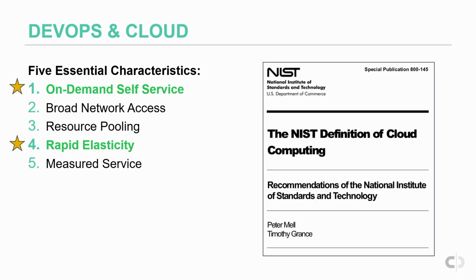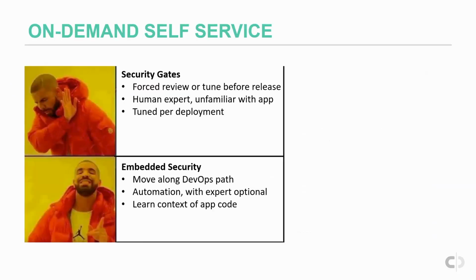Then rapid elasticity is this ability to scale up, scale down, scale out automatically without having to have someone go in and manually tune things. So a security solution that can fit alongside the 5 essential characteristics of a cloud is very likely to be adopted because it facilitates what everyone needs to do to deliver value to the business.